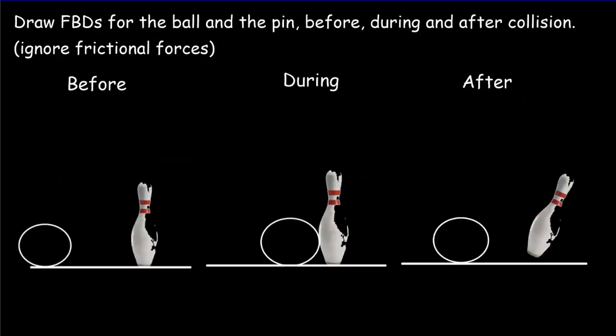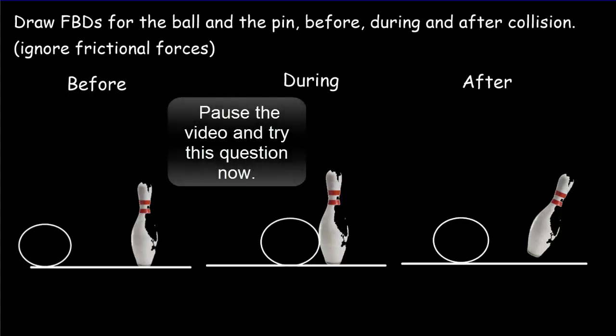Okay, let's get a little more practice drawing these free body diagrams and using our procedure. So we've got a bowling ball coming in, making contact with a bowling pin and knocking it into the air. I want you to do 6 free body diagrams. One for the bowling ball before, one for it during, one for it after, one for the pin before, during, and another for after. So a total of 6 free body diagrams. So pause the video, draw your free body diagrams, and come back for the answer.